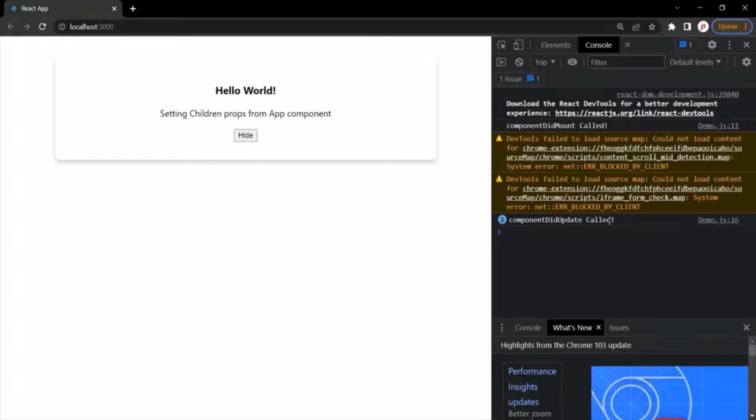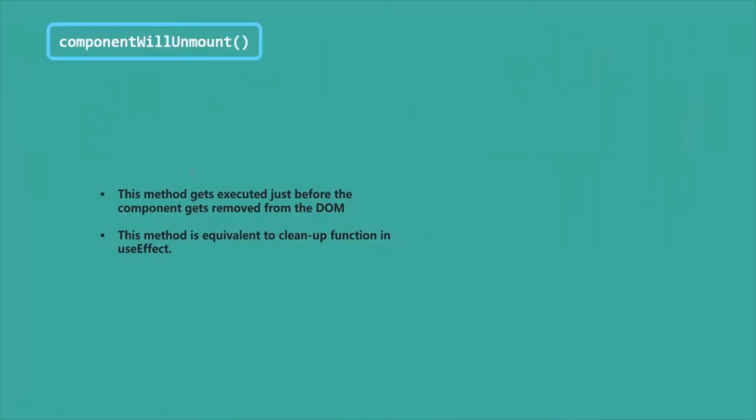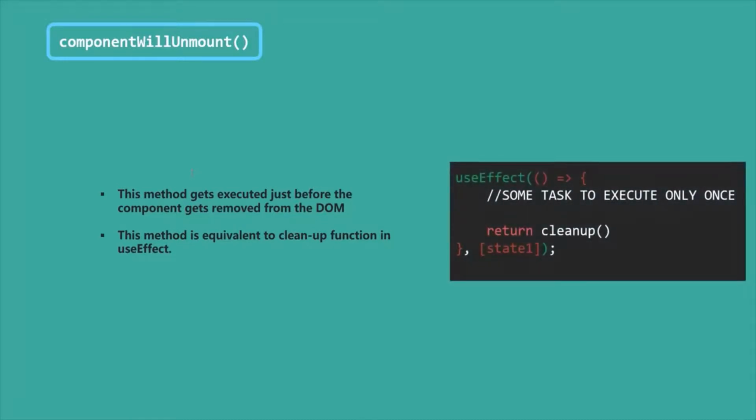So this is how we can use the componentDidUpdate method. Next, we have componentWillUnmount. This lifecycle method is called just before the component gets removed from the DOM. And this method is basically equivalent to the cleanup function in useEffect. So we have learned about the cleanup function of the useEffect React hook. This method, componentWillUnmount, is equivalent to that cleanup function.